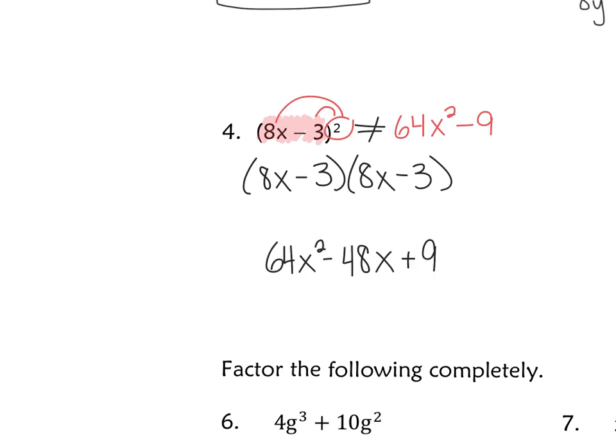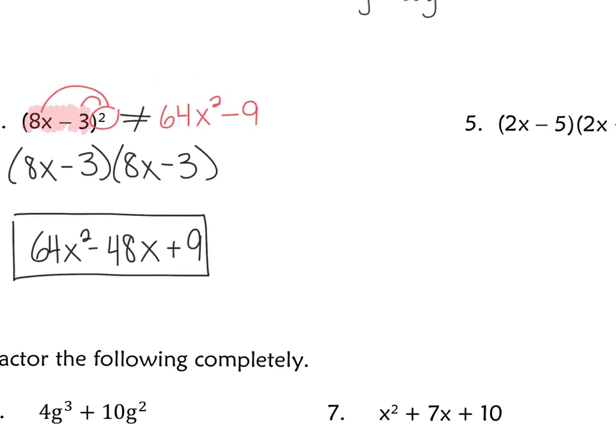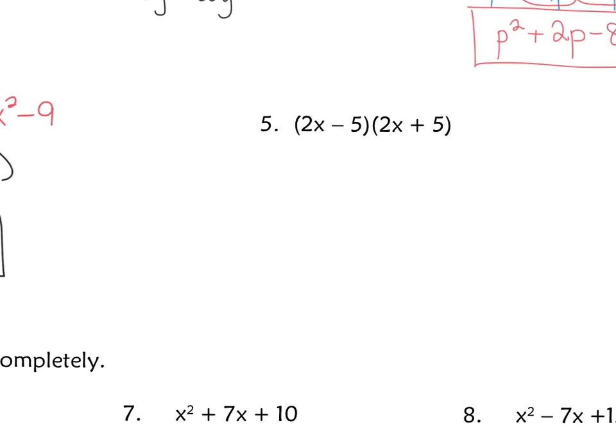Okay, after you do FOIL or distributive property, whichever way you were taught, it's the same thing, same process. It's not two different methods, it's just named, people name it a certain way. 64x squared minus 48x plus 9. Number 5 is another foiling. Please go ahead and do that, and let's check our answer.